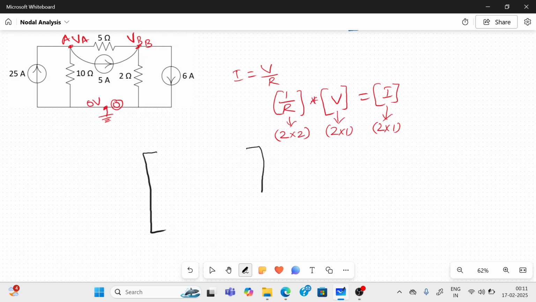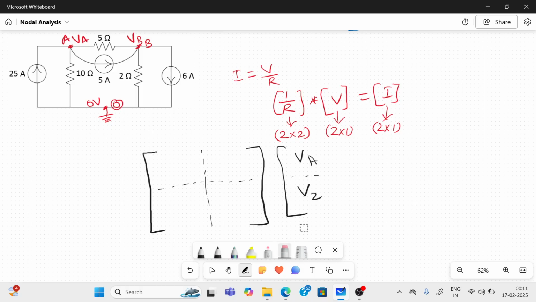Similar to your mesh analysis, same diagonal elements, right? All those things we can see one by one. V1, V2 are unknown voltages, right? We put them as VA and VB.